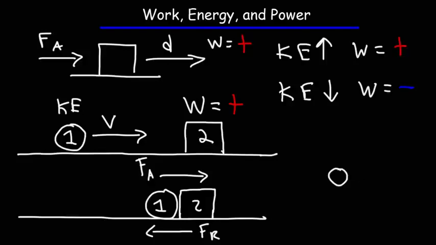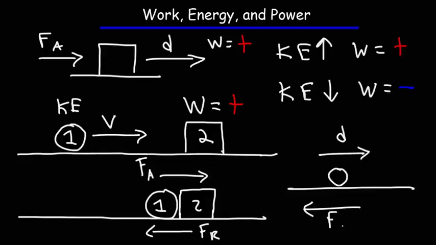Now let's focus on the ball during the collision. The ball is moving to the right, so its displacement is in the positive x direction. The reaction force, the force that block 2 exerts on ball 1, is directed to the left. So because these two vectors are going in opposite directions, the work done by the reaction force is negative. So the reaction force is slowing down ball 1, and the action force is speeding up block 2.